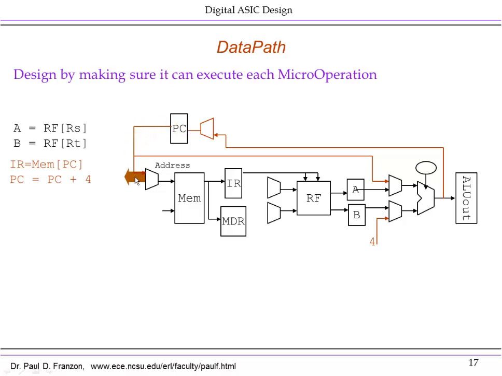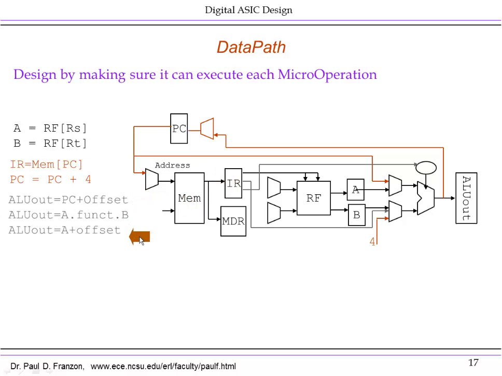Sending the program counter as an address to the memory on the address port allows us to read, going from the data port to the instruction register. The ALU out operations: ALU out is PC plus offset. This is for load word. For ALU operations, and A plus offset, this is for load word. I'm sorry, PC plus offset is for branch.